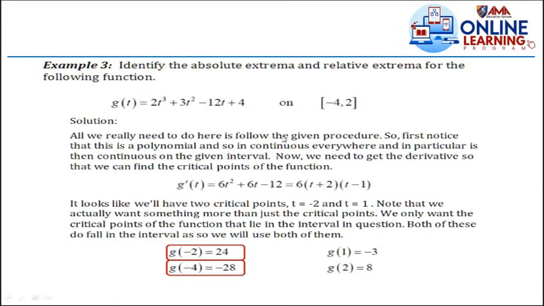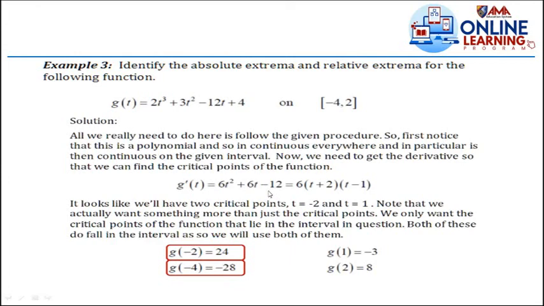Okay? So since this one is a polynomial, we're going to get the first derivative, g prime of t. We have 3 by 2, 6t squared. 2 by 3, 6t. 1 by -12, we have -12. Okay? So this is now the first derivative of this polynomial: 6t squared plus 6t minus 12.